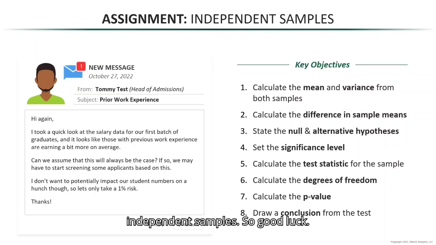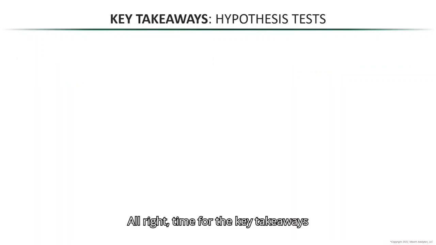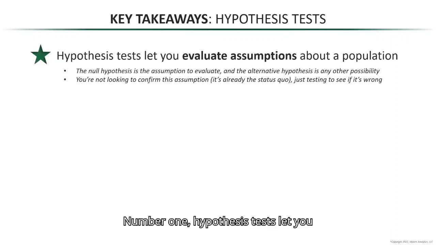So good luck. Alright, time for the key takeaways from this section on hypothesis tests. Number 1, hypothesis tests let you evaluate assumptions about a population by using sample statistics. So the null hypothesis is the assumption to evaluate, and the alternative hypothesis is any other possibility.